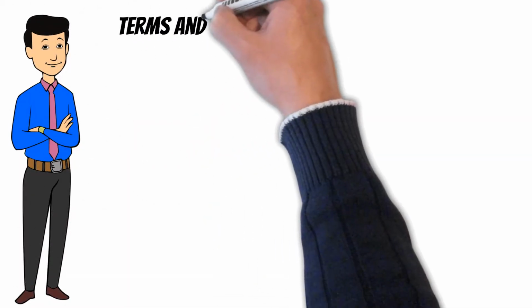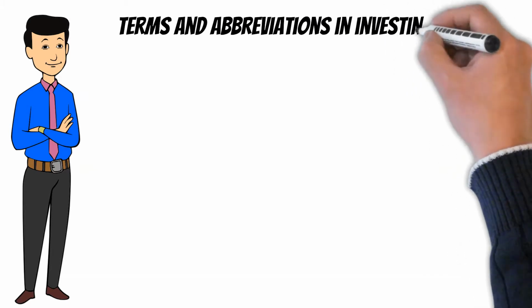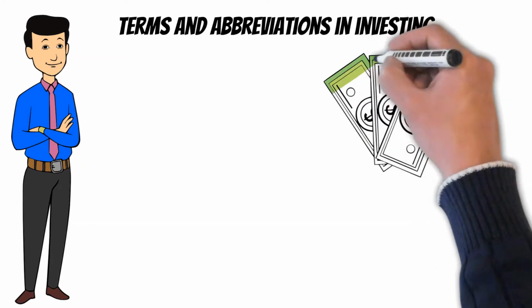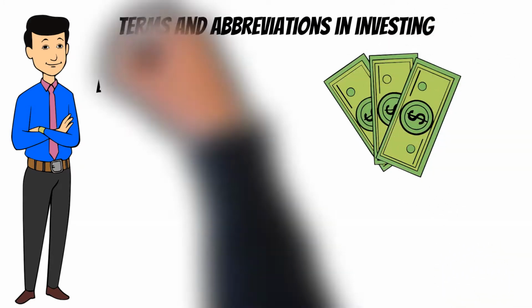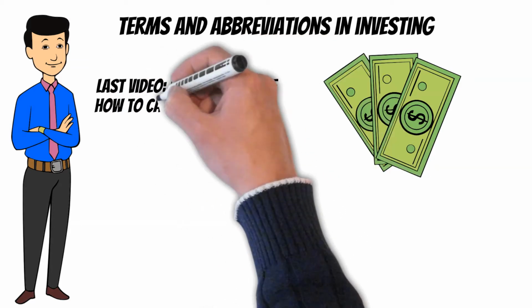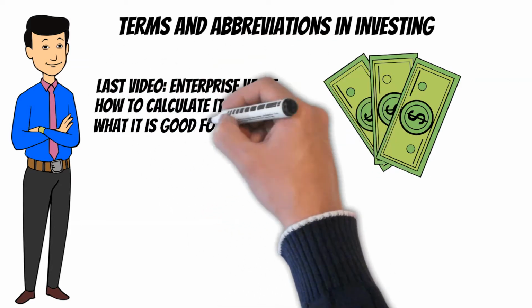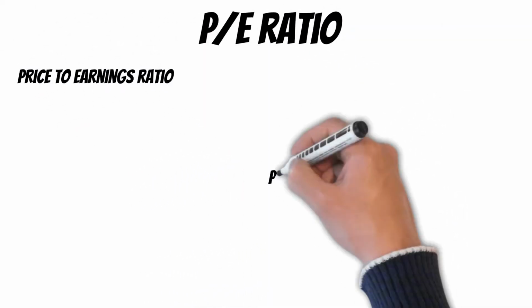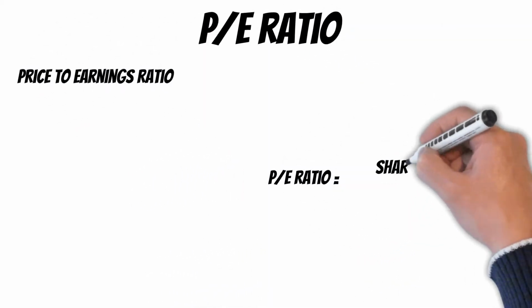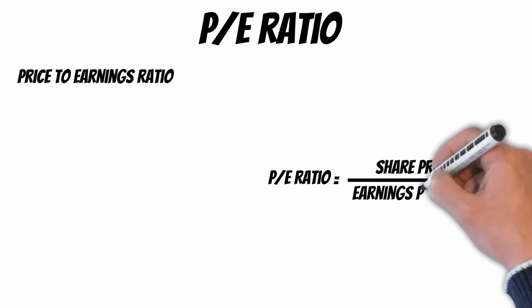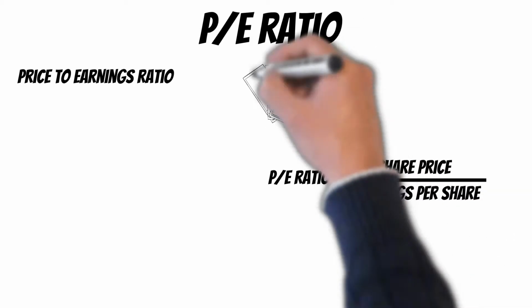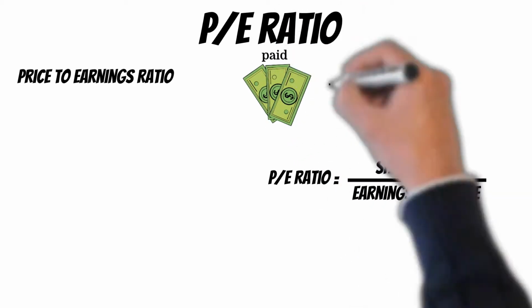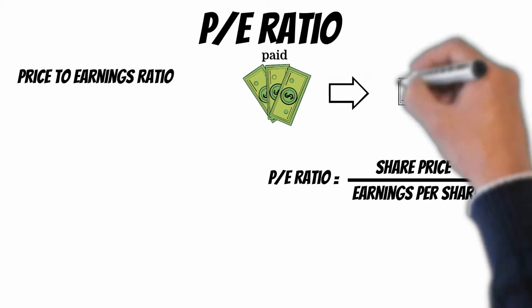I am bringing you another video from the series where I explain different abbreviations and terms commonly used in investing and finance. Last time we had a look at enterprise value, how to calculate it and what it is good for. In this video I am going to talk about PE ratio. Price to earnings or PE ratio is the ratio of a company's share price to the company's earnings per share. In other words, it tells you how many dollars you have to pay for every dollar of the company's earnings.